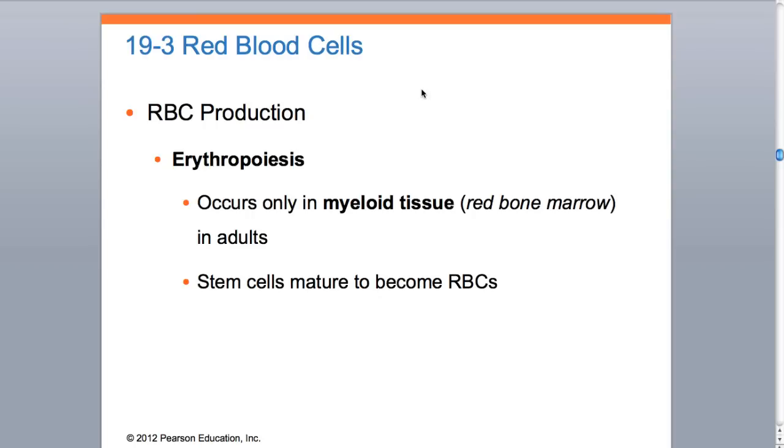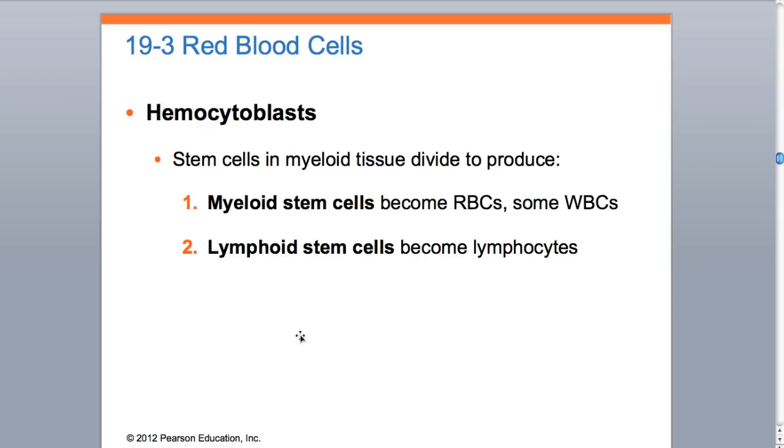Now, the tissue mentioned here is the myeloid type of tissue for red blood cells. Now, the red blood cells do have a nucleus while they're inside the bone marrow. However, before they go into the circulation, they become anucleated. So mature red blood cells are anucleated.